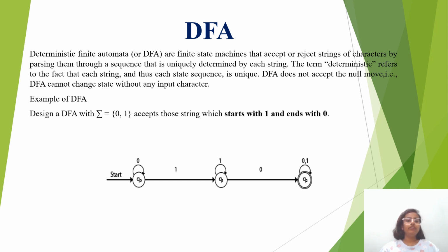The example of DFA: first, design a DFA that accepts those strings which start with 1 and end with 0. This is a state diagram of DFA. It has the states Q0, Q1, Q2. Q2 is the final state, and Q0 is the first state of the DFA.